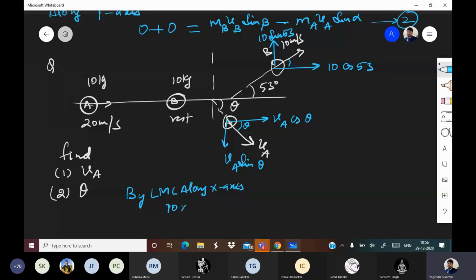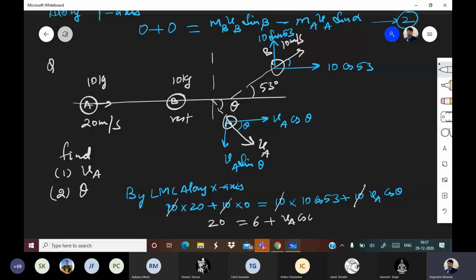So tan into 20 plus tan into 0 is equal to tan into 10 cos 53 plus tan into VA cos theta. You must have noticed that by taking masses as same, we are simplifying the calculations very quickly. So 20 is equal to 10 cos 53, which is 10 into 3 by 5, which is 6, plus VA cos theta. So VA cos theta came out to be 20 minus 6, which is 14.